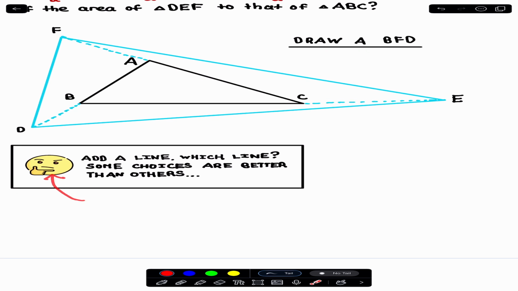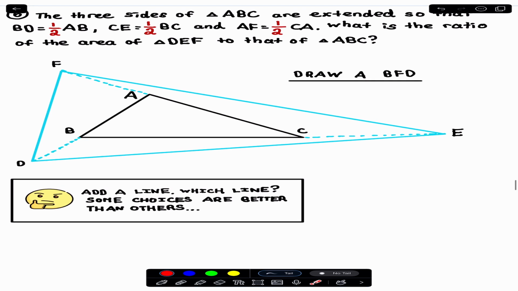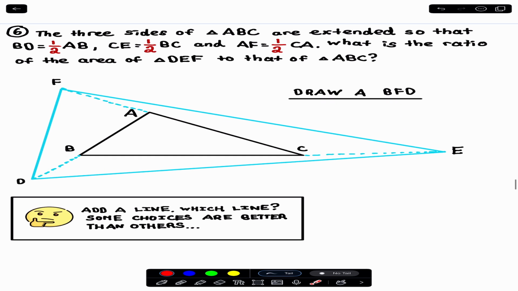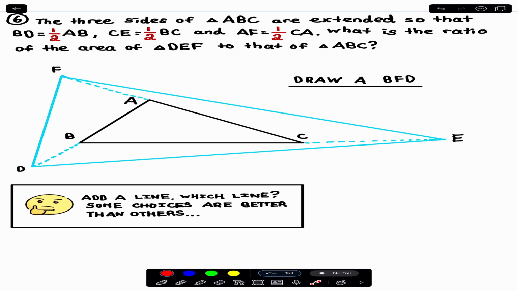Notice we have our little guy over here who's reminding us with a friendly little tip that could help with this problem. It says to add a line. Which line? Some choices are better than others. So notice it's the exact same tip as question 4 from before. Because that is indeed what we need to do. We need to add a line. Well, actually 3 lines to be exact. That will help simplify this problem immensely.